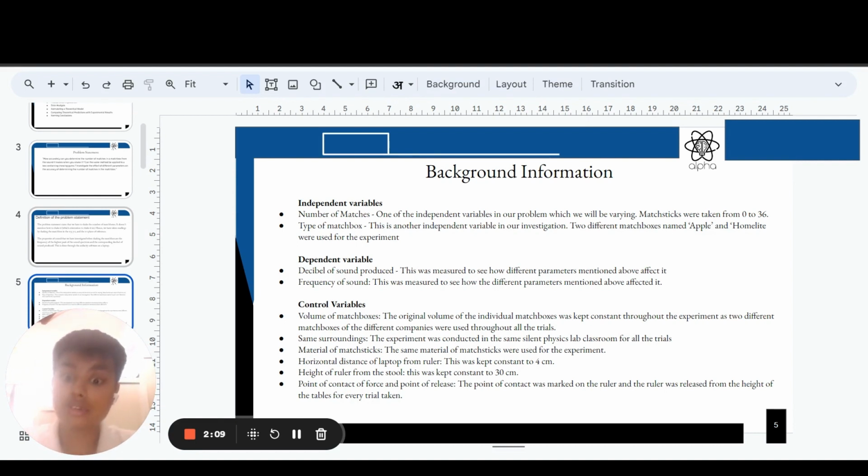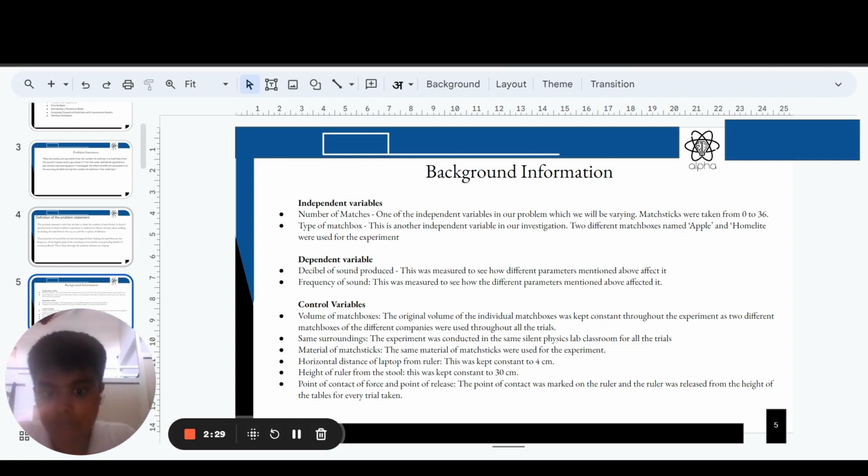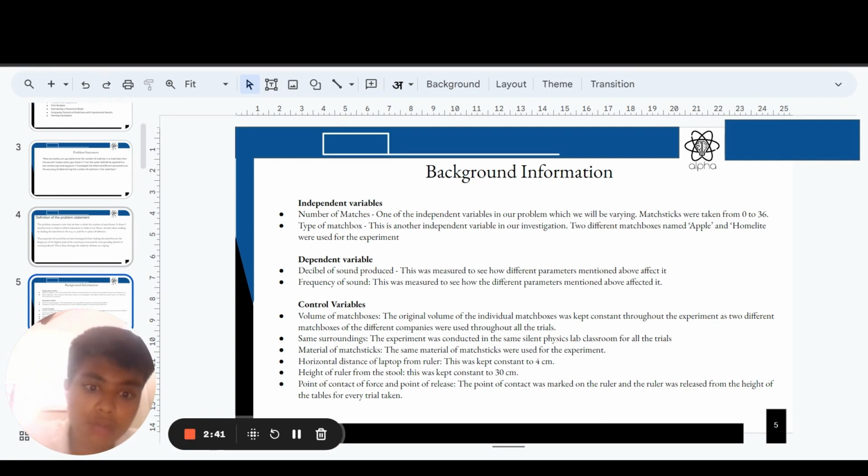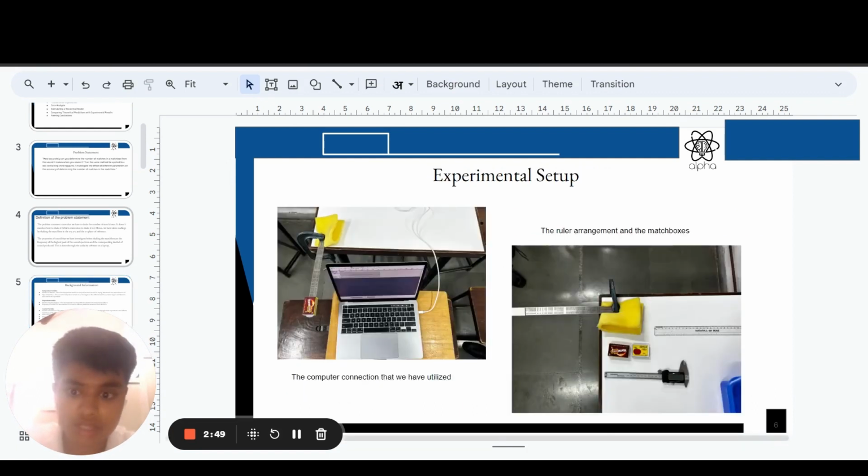Next is the horizontal distance of the laptop from the ruler. I'll show you a setup right now in which I put the laptop near 6 to 9 centimeters from the matchbox in order to record the sound. Then the height of the ruler from the stool. Basically, I kept my laptop on a stool, and the distance of the ruler from the stool on which the laptop was kept was around 30 centimeters, and the horizontal distance was around 4 centimeters. Then the point of contact of force and the point of release. The point of contact was marked on the ruler, and the ruler was released from the height of the table for every trial taken.